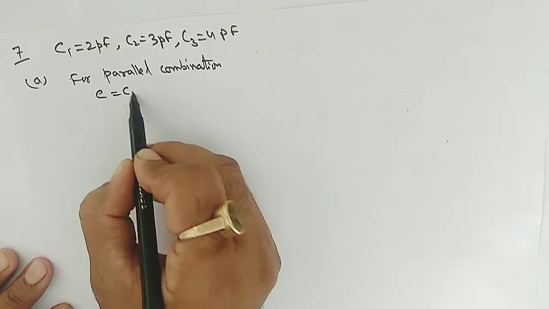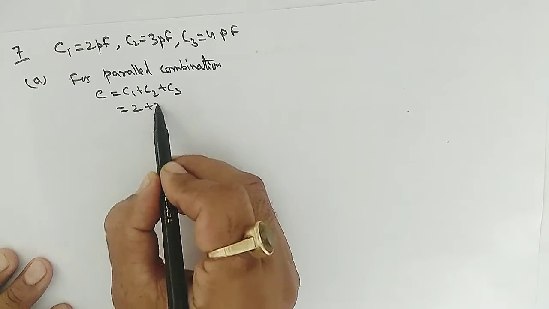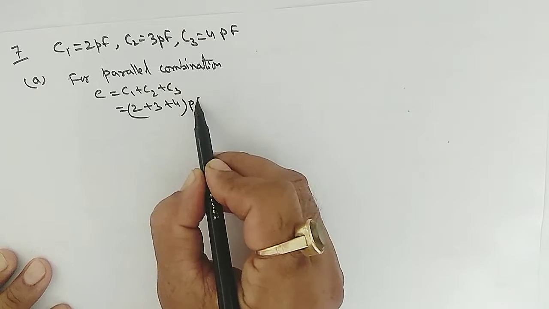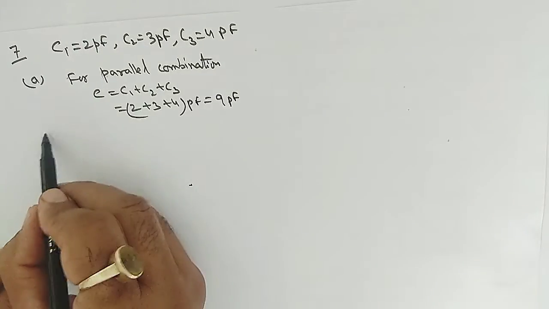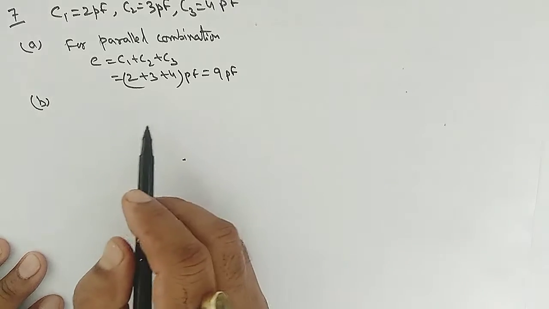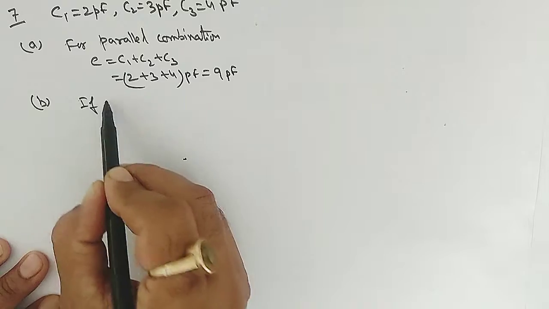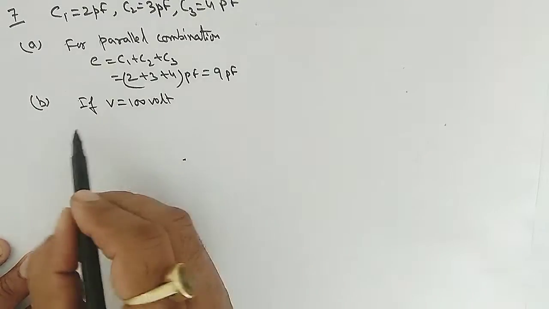C is equal to C1 plus C2 plus C3. So it is 2 picofarad, 3 picofarad and 4 picofarad. So the answer is 9 picofarad, the answer of the first part. Now in the B part of the same question, it is asked to determine the charge on each capacitor if the combination is connected to a 100 volt supply. So if V is equal to 100 volt, you have to find Q1, Q2, Q3.